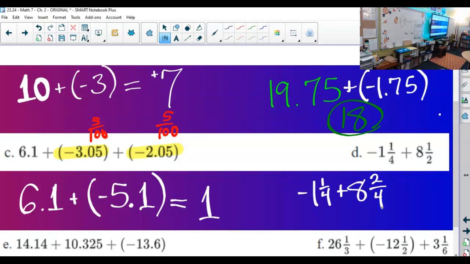With your partner, figure out who wins and by how much. Because I want us to practice working the fraction problems.